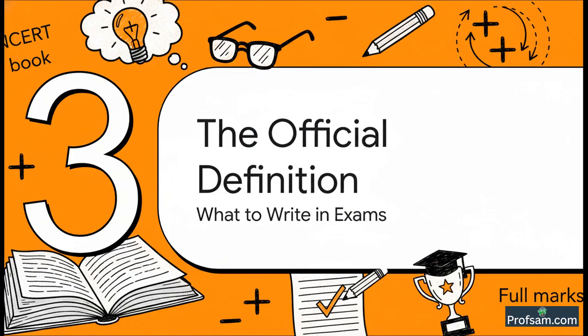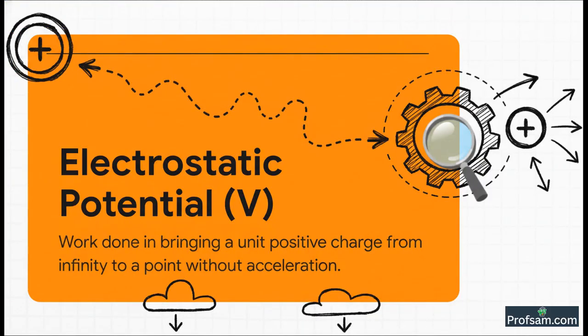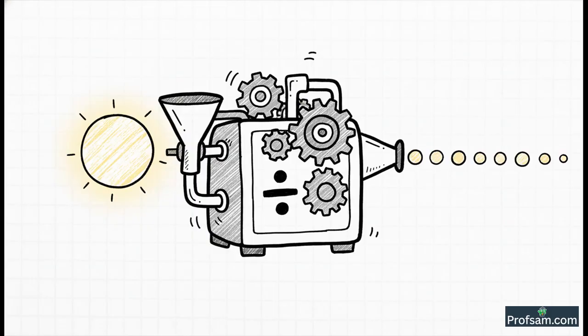Now that the picture of the electrical hill is clear in our minds, let's look at the formal textbook definition. This is very, very important, Bacho, because this is the exact language you must write in your exams to get full marks. Let's read it carefully together. It's the work done to bring a unit positive charge from infinity to that specific point. The most important words here are unit positive charge. That means we are measuring the work for a standard charge of +1. It's our reference point.